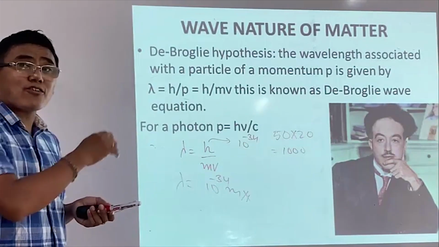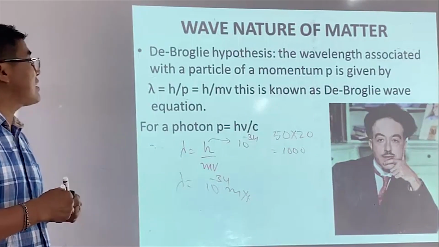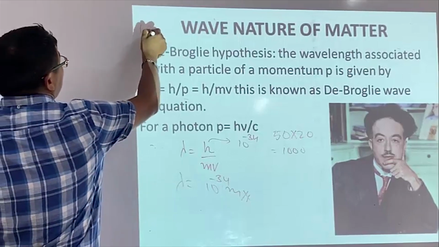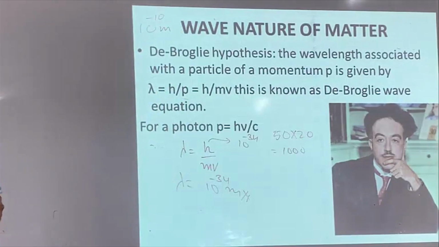But what about in the case of an electron? You can do this in a room. An electron has a wavelength of the order of 10 raised to the power minus 10 meter. So it has a finite wavelength.